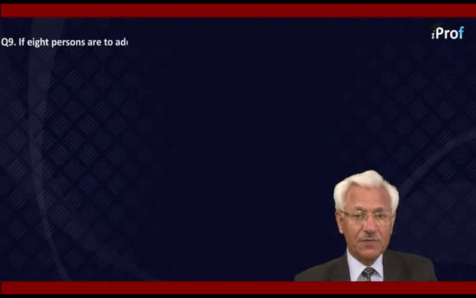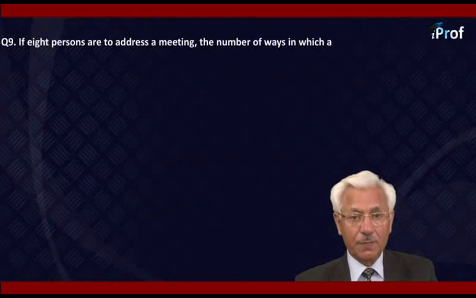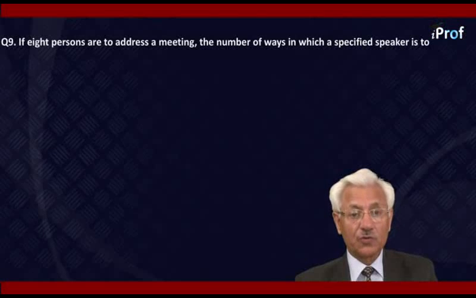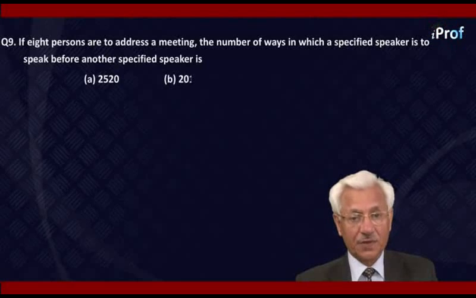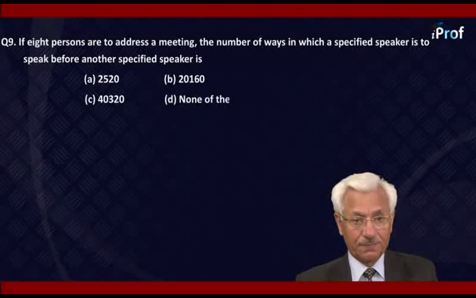If 8 persons are to address a meeting, the number of ways in which a specified speaker is to speak before another specified speaker is: first option 2520, second option 20,160, third option 40,320, and D, none of these.